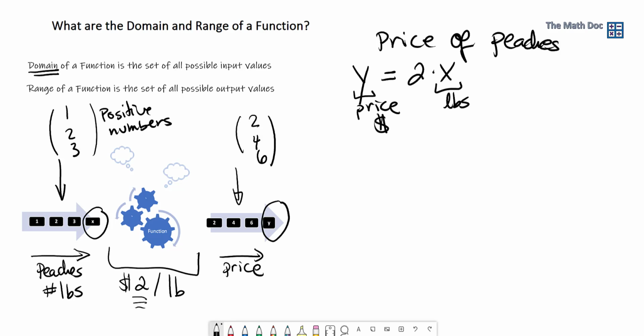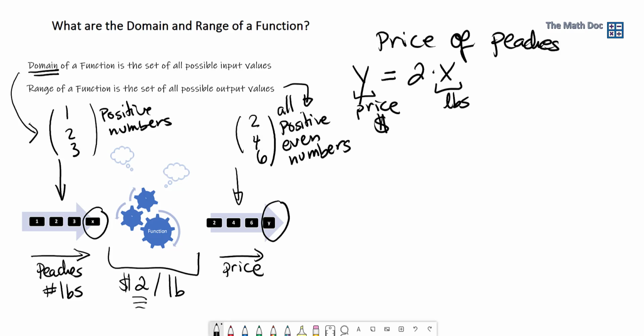And our outputs are basically the same numbers times 2, which means it's all the multiples of 2, or all even numbers. So all positive, again, we pay a positive amount for the peaches, all positive even numbers. So that is our set of inputs and outputs. So the domain here is the positive numbers. This is the inputs. So the domain of a function is the set of all possible inputs, while the range of the function is the set of all possible outputs. So this is the range. It's all positive even numbers.